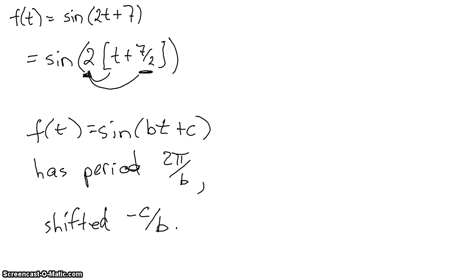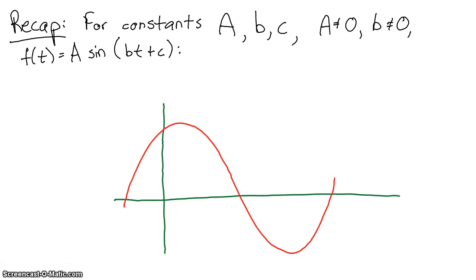There is a name for this shift when we're talking about sines and cosines, because we're dealing with waves. This is called a phase shift. So we say that this has a phase shift of negative c over b. Up here, this function has a phase shift of negative 7 halves. Okay, so let's just recap this. There's a lot there. So we have our function, a sine of bt plus c.